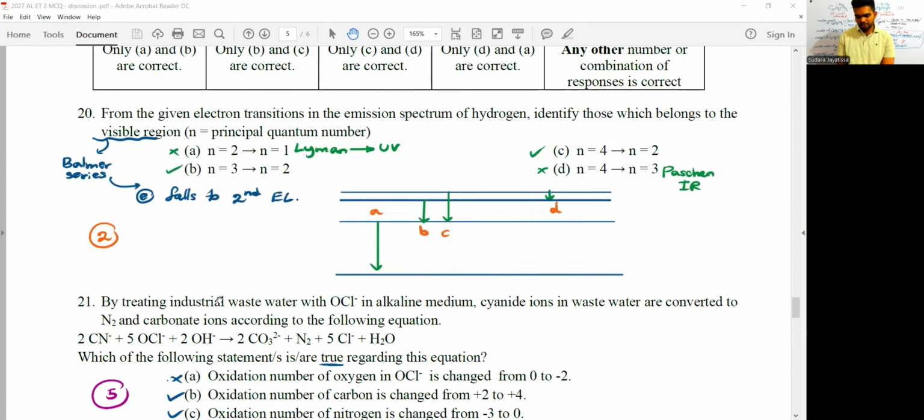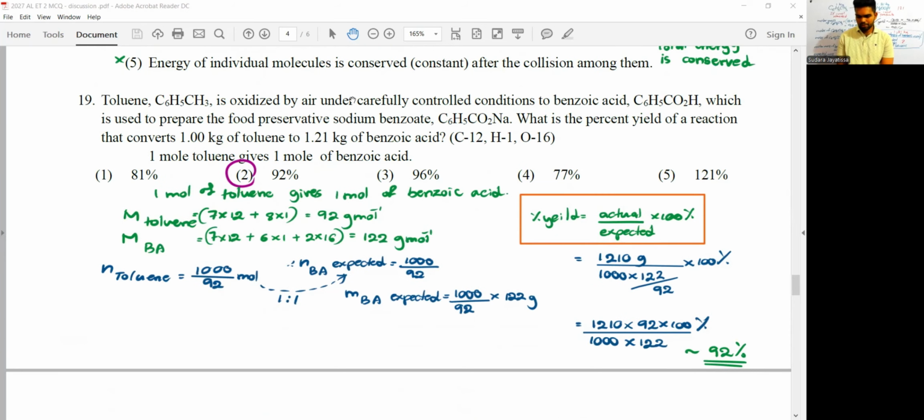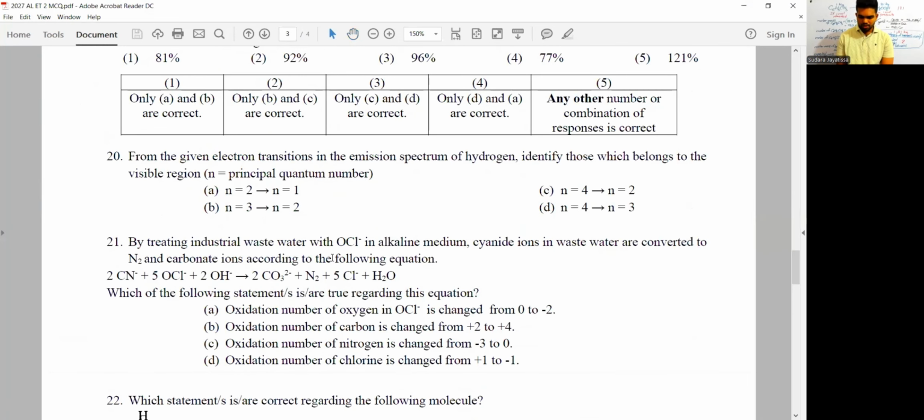Right, let's go to the next one. 20th one. So I'll first of all explain and then show you the review. From the given electron transitions, now these are ABCD questions. That means you may have different answers, A, B, C, D. You have to select. You are familiar with this one by now. So now let's look at the question.